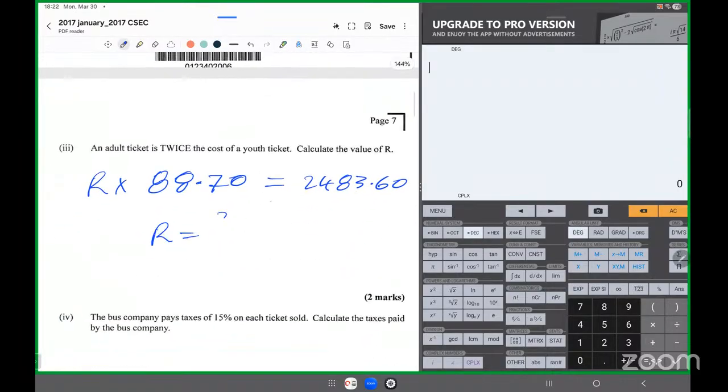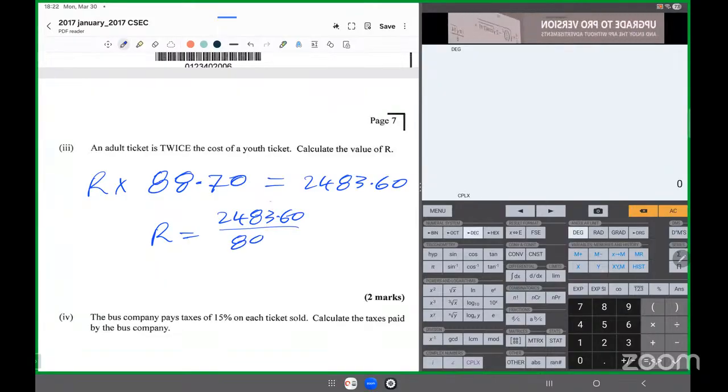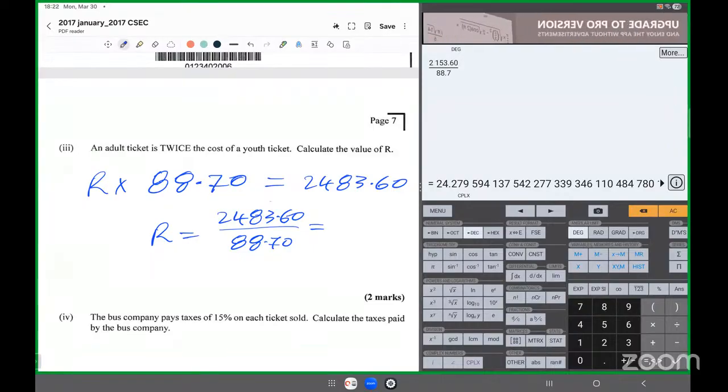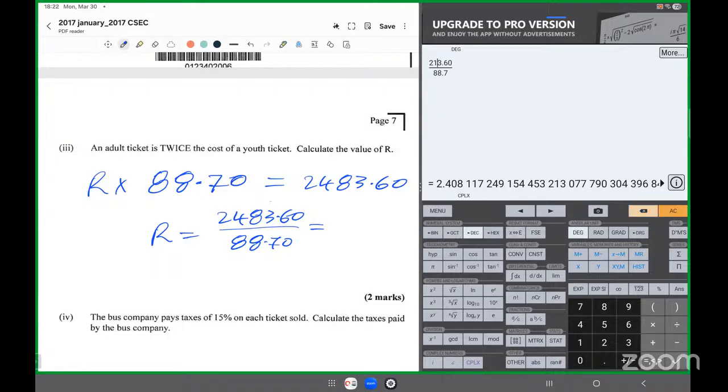R equals 2483.60 over 8870. That gives 88.70? Something is wrong. Oh, I didn't put this in right. I put 21, it's 24. So 2483.60 over 88.70. Oh, 28.